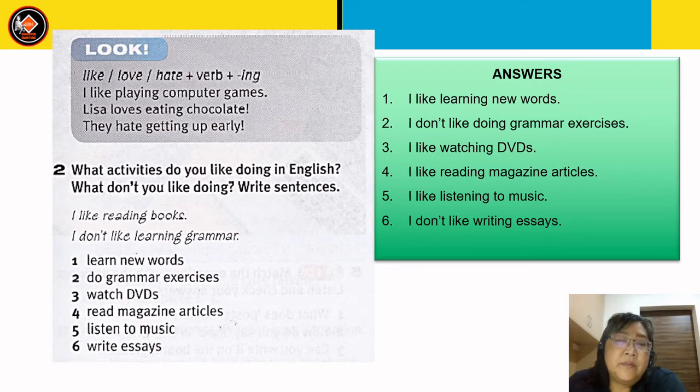Number 4 will be read magazine articles. I like reading magazine articles. Number 5, listen to music. So I like listening to music. Number 6, write essays. You can say I don't like writing essays.